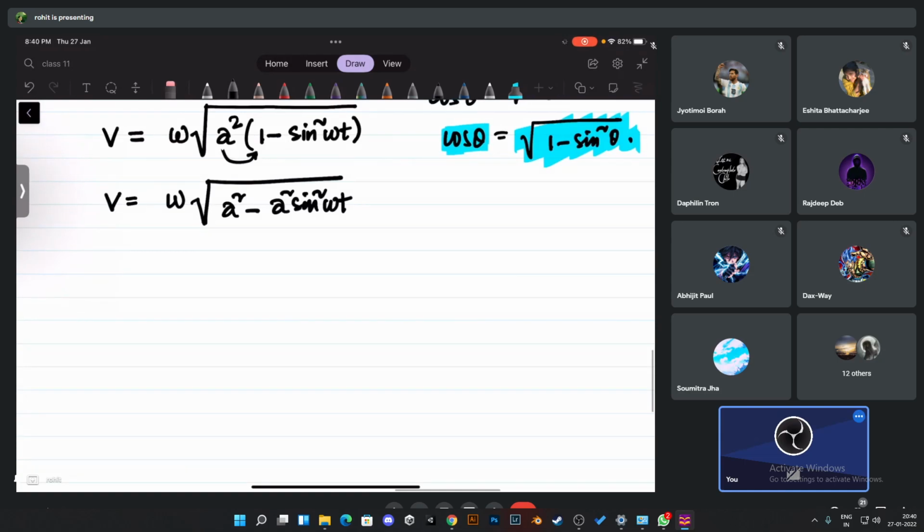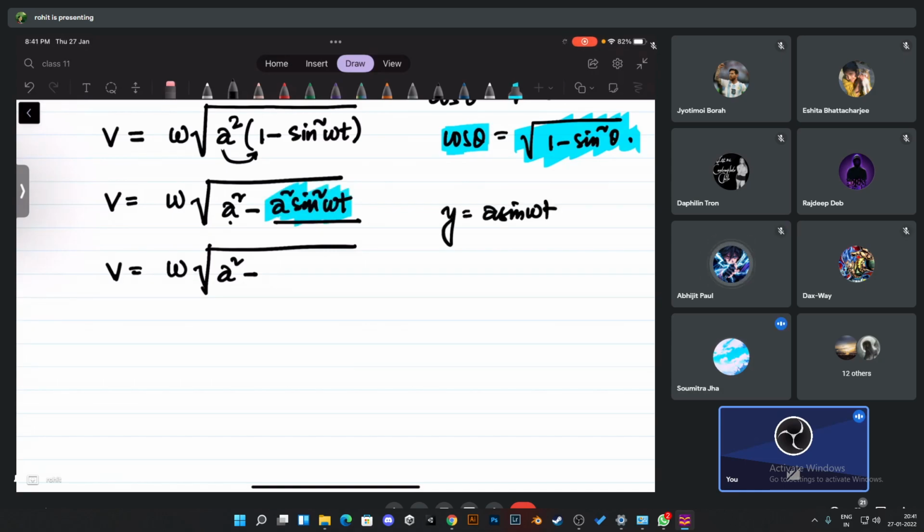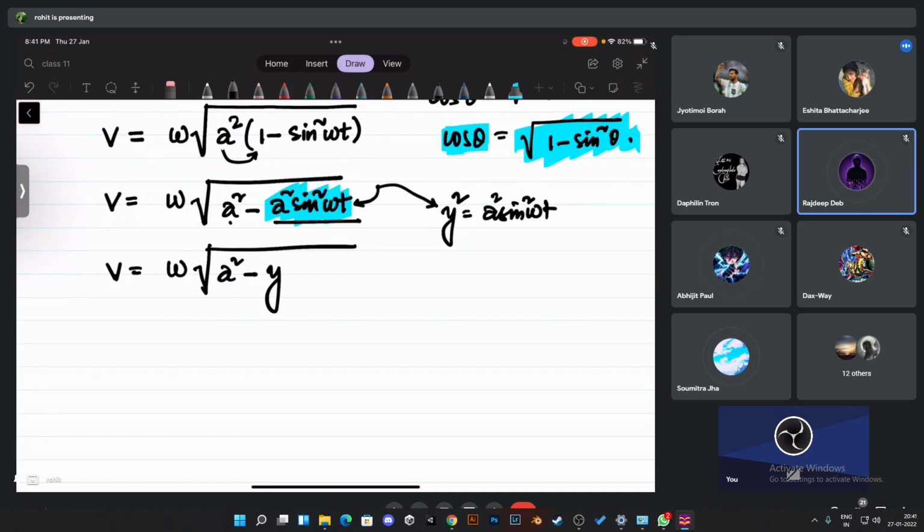Okay, and then V is equal to what? Omega. Now please identify, what can I write in place of a? I'll write a square only, no problem. But what is this? What is y? y is a sine omega t. So y square is a square sine square omega t. So do you understand all of you that this is nothing but y square? Now you look at the formula.